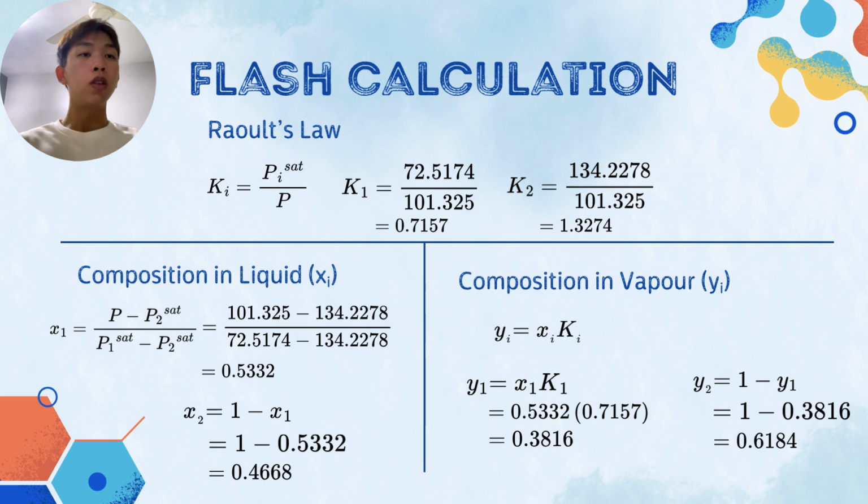For composition in vapor, the formula used is Y1 equal to X1 K1. So then we get 0.3816. So for Y2, it is similar to the previous one, which is 1 minus Y1. So the answer is 0.6184.